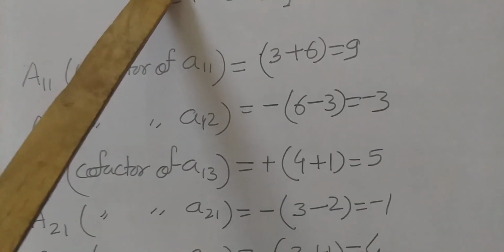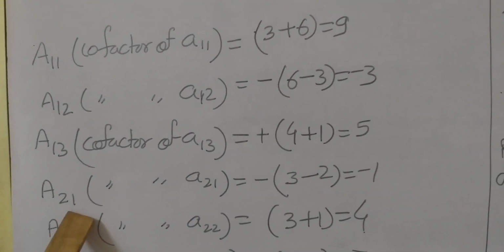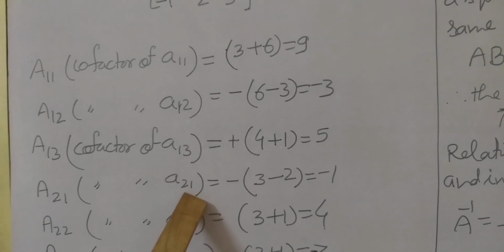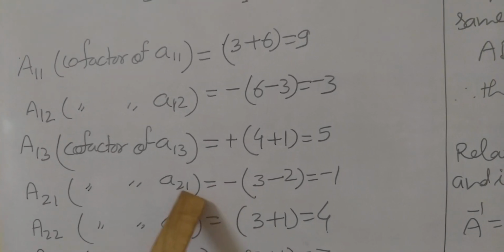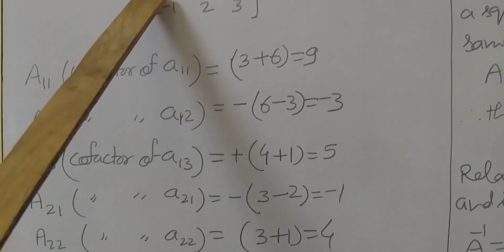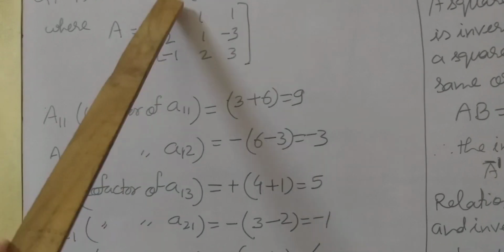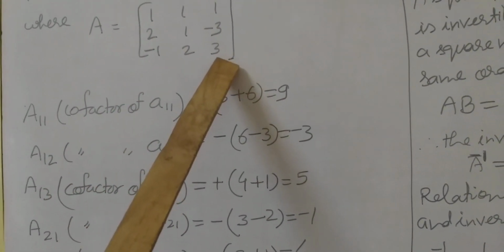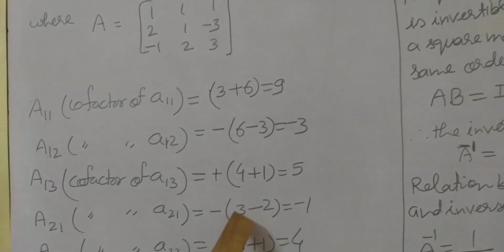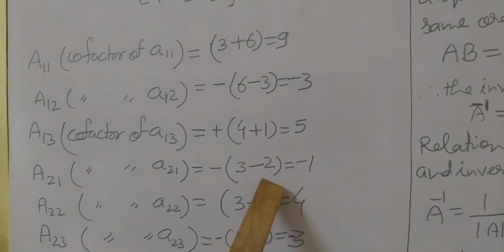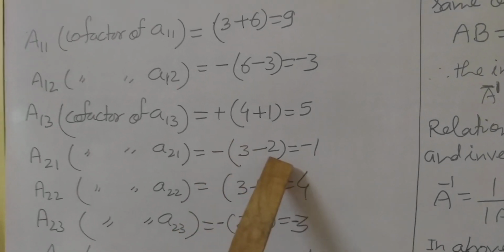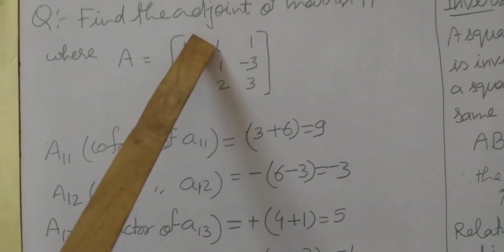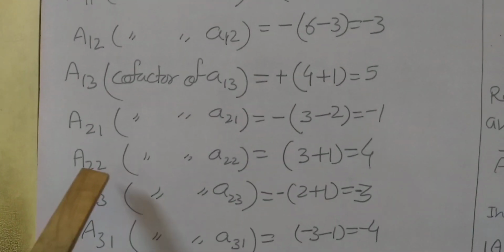Now its cofactor, student, A21. Okay, cofactor of A21. Add both of them, minus, because it is odd. Now this is A21. Delete its row and column. The left values are 1 1 2 3. Find out its determinant. 1 times 3 is 3 and 2 times 1 is 2. So minus bracket 3 minus 2. Answer -1.